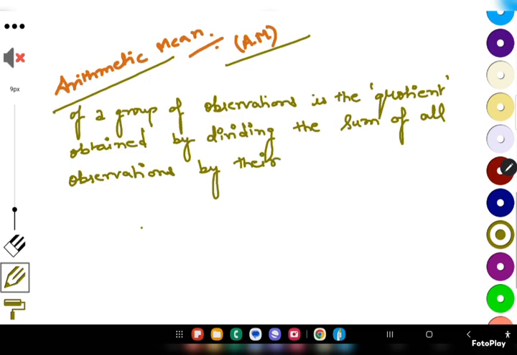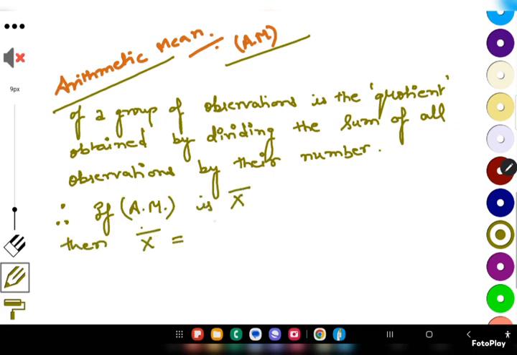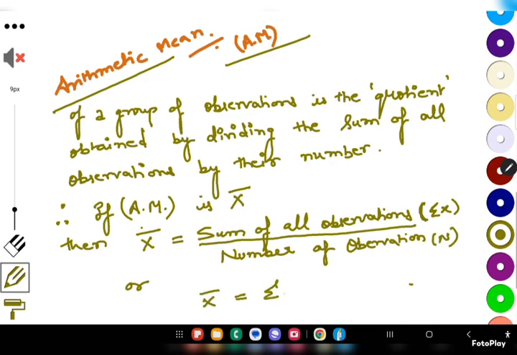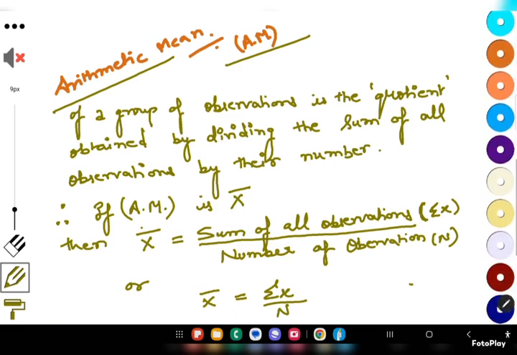So it represents a balanced point within that data, and thus we can say that it's the quotient obtained by dividing the sum of all observations by their number. So it is basically represented by capital X bar, which is equal to the sum of all observations upon the number of observations. Here the sum of observations is represented as sigma x, small x, upon capital N. So the basic formula is this only.